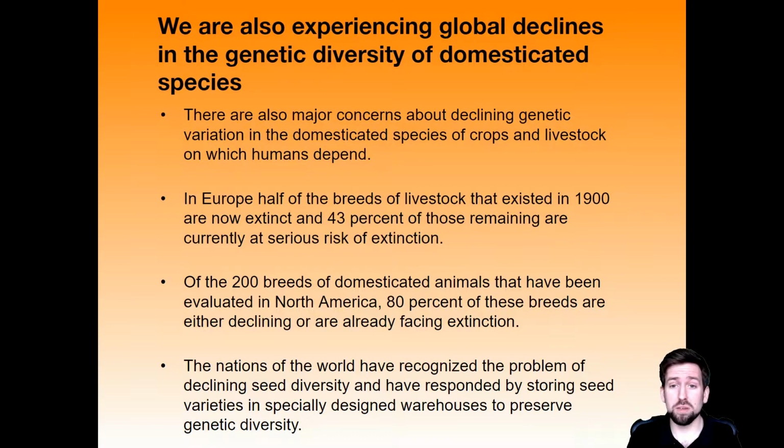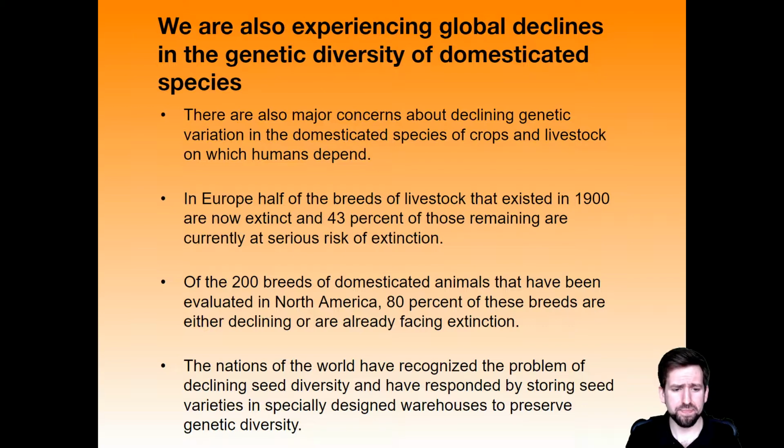The livestock, some of our planted crops, these are things that we are honing in on a specific type of crop or livestock, and so they are more susceptible to diseases and other things that might be affecting them. Half of the breeds of livestock that existed in 1900 are now extinct, and 43% of those remaining are currently at serious risk of extinction. And again, if there's some kind of disease that is going through, there isn't the variation to protect them. Of the 200 breeds of domesticated animals that have been evaluated in North America, 80% of the breeds are either declining or already facing extinction.